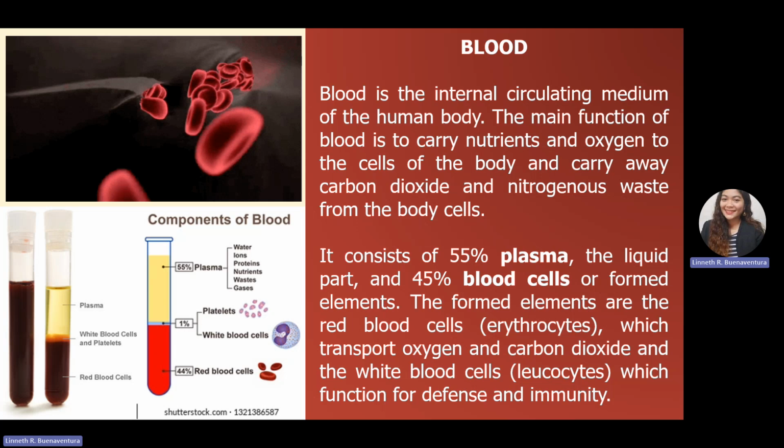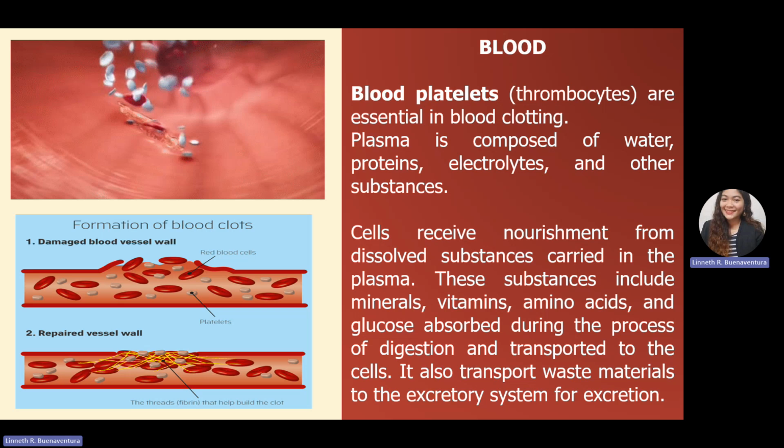The formed elements are erythrocytes. Okay. These are the red blood cells or RBC, and also leukocytes. Okay, the 1%. Leukocytes are the WBC or white blood cells responsible for the defense and immunity of our body, and the other remaining component is platelets. Okay, so what are blood platelets? Blood platelets are also known as thrombocytes. They are essential for blood clotting.